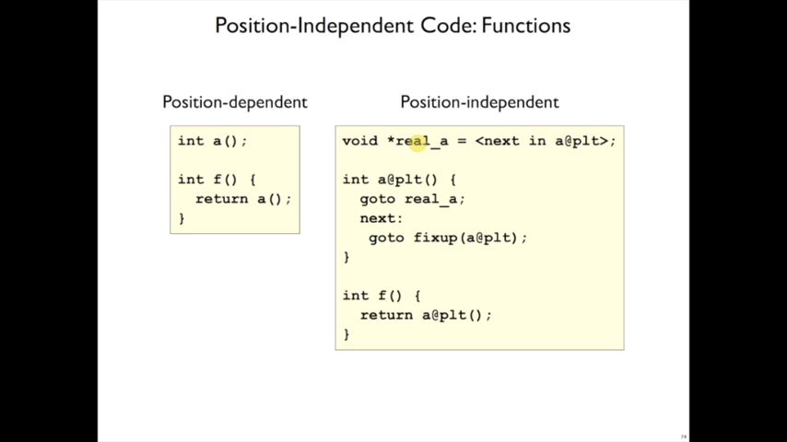But the way this is implemented to make it lazy is that real a is initialized to point into a@plt itself. So this goto turns out not to do anything. It just goes to the next statement, which then goes to a fixup function, passing along the information that the thing that needs to be fixed up is the function a@plt. The fixup function knows that a@plt uses this variable real a, and that's the one it needs to fix. And it fixes it by installing the pointer to the function a as provided from some other shared library.